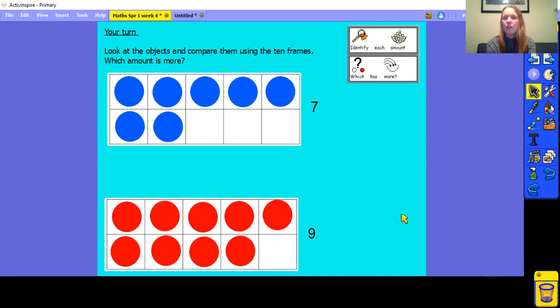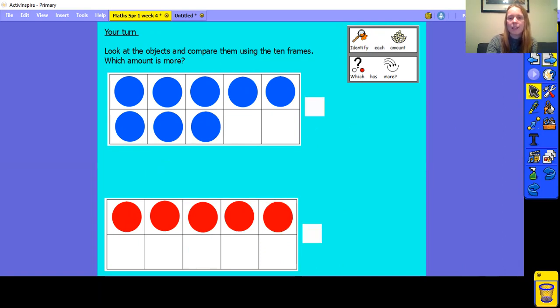Now, these amounts are all quite close together. They're almost the same, so we have to look very, very carefully. I can see that there are less empty squares here. Here I have 9, and that's the biggest number. 9 is more than 7. Is that what you said? Well done if it is.